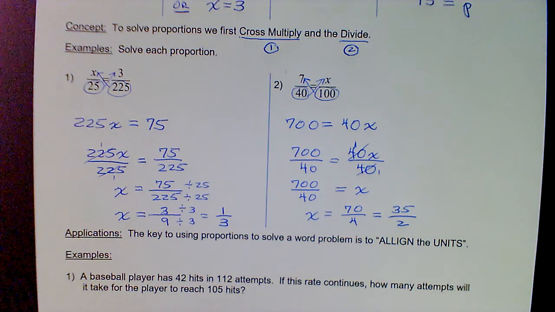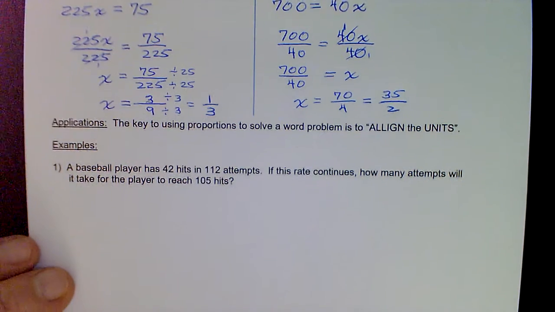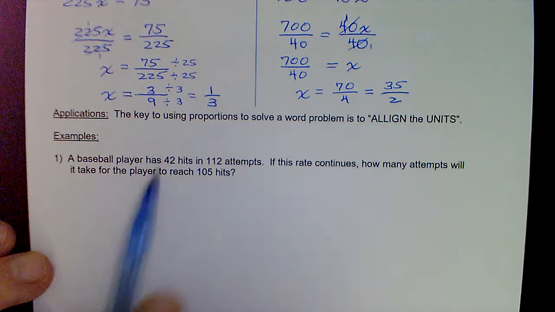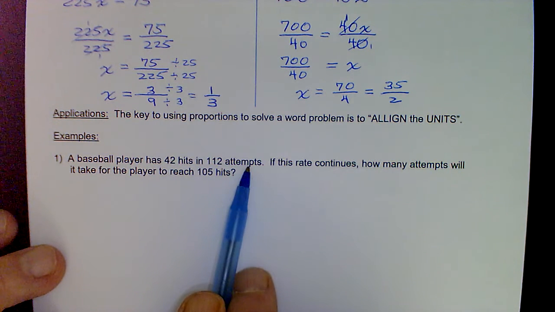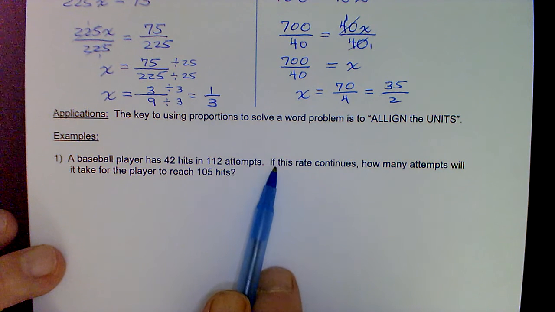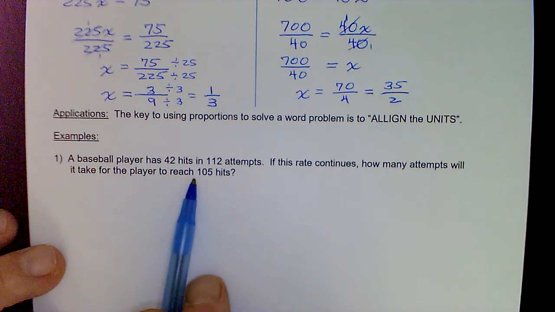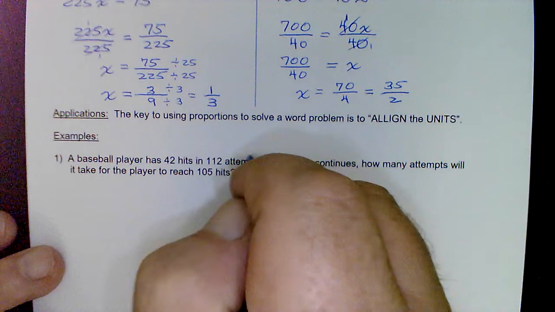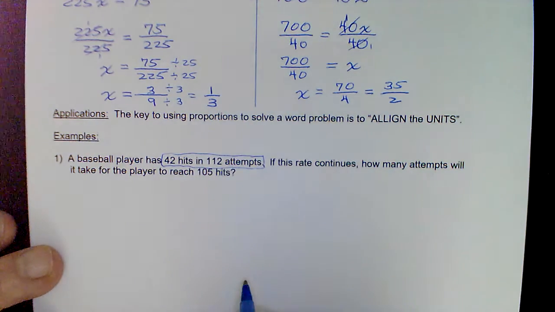That's the key to setting up the proportion. So when you read a problem and you know it's going to involve a proportion, you can make the primary ratio and then set up the proportion by making sure the units are aligned. So in this example, it says a baseball player has 42 hits in 112 attempts. And it goes further to say if this rate continues, how many attempts will it take for the player to reach 105 hits? So the 42 hits in 112 attempts is the primary ratio.